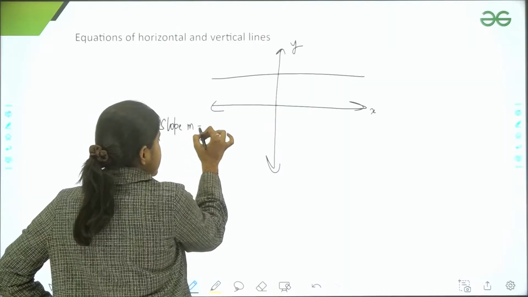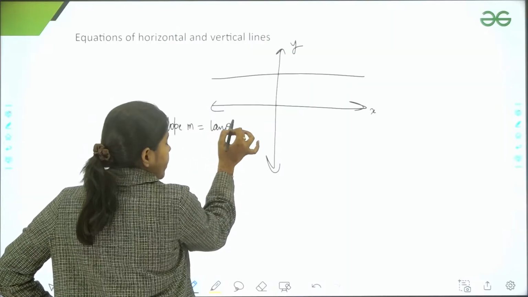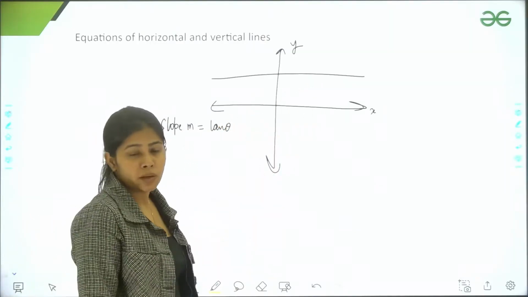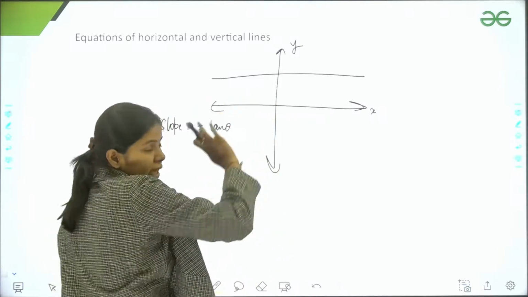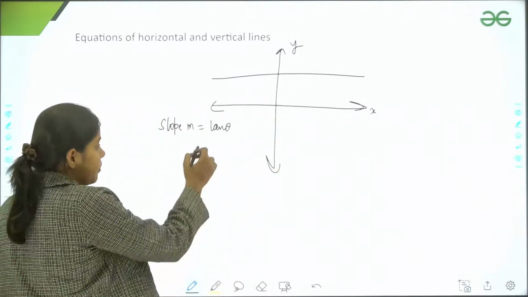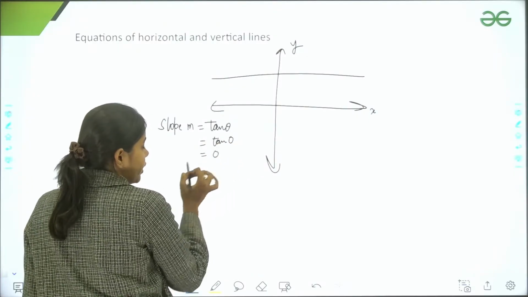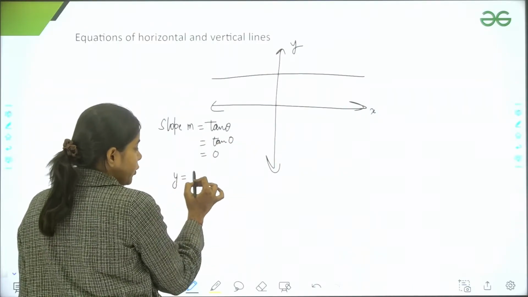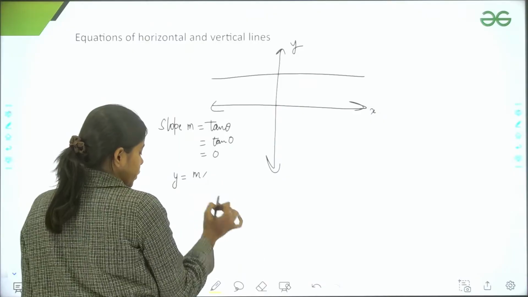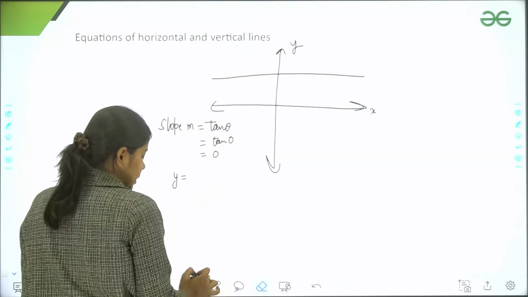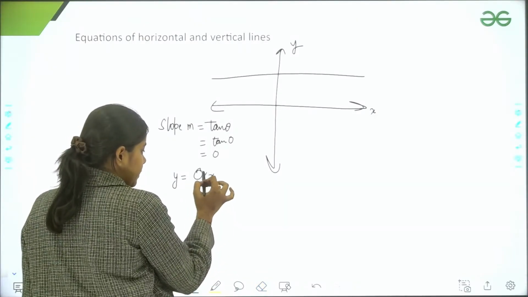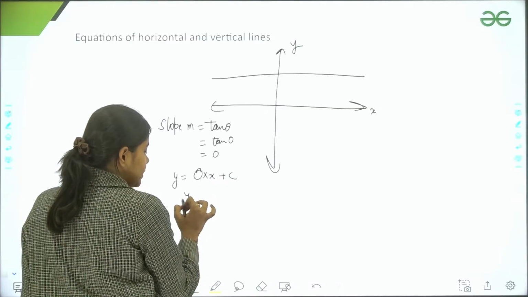Here I told you that slope is tan theta, m = tan theta. Theta is what here? 0, because it does not make any angle with the x-axis. So tan 0 is 0, which means the slope would become 0. So the equation would become y = mx + c, that means 0 into x plus c, that means y = c.